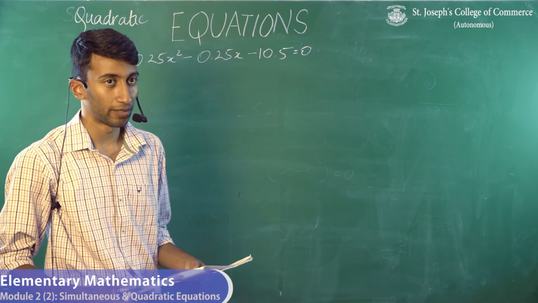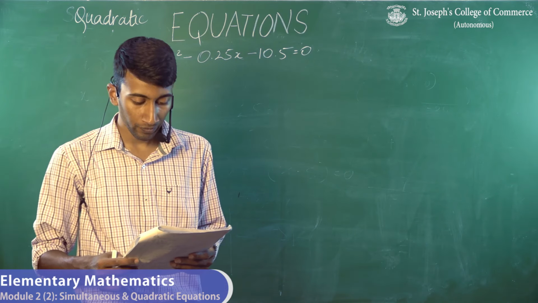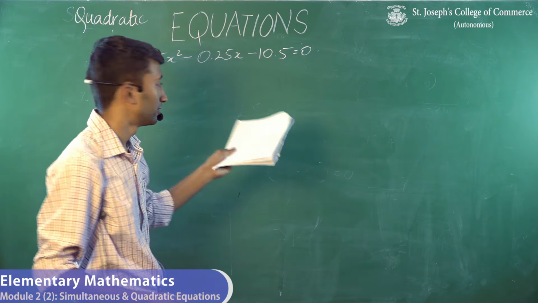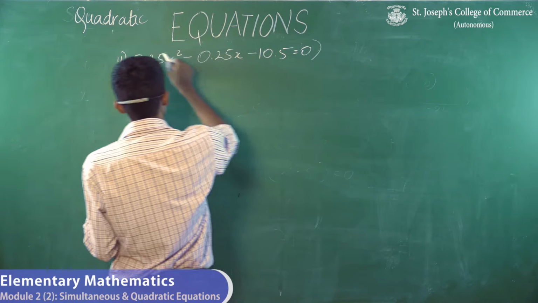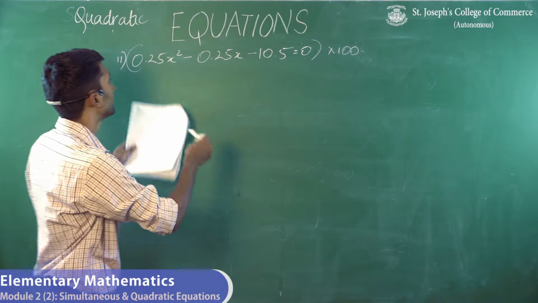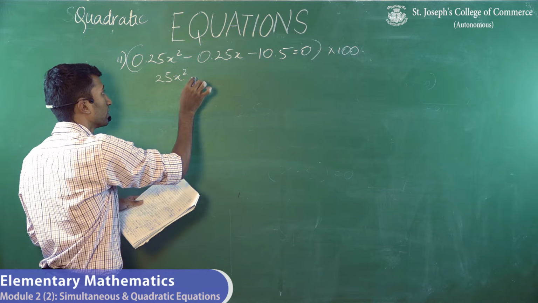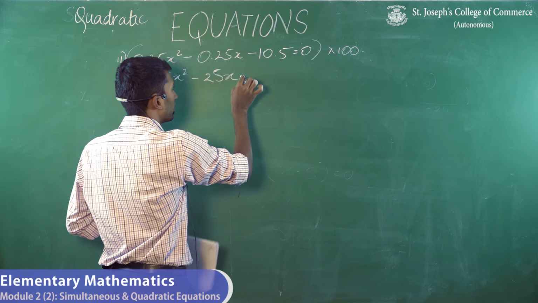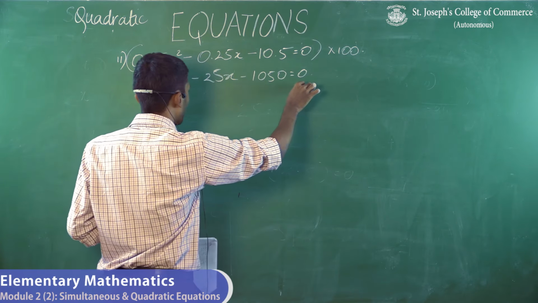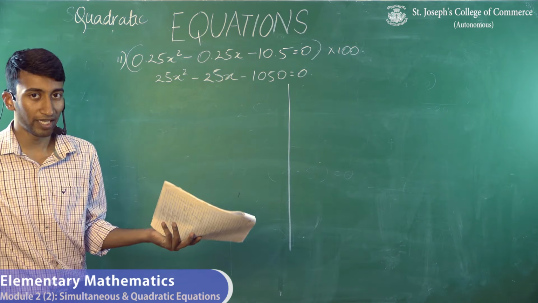Okay, so now we are going to do the 11th sum, that is 0.25 x square minus 0.25 x minus 10.5 is equal to 0. Since this is a little difficult to solve, we would just multiply this whole equation by 100 so that we move 2 decimal places out. So multiplying by 100 will give me 25x square minus 25x minus 1050 is equal to 0. Now I would solve the equation in 2 ways, that is the factorization way and the formula way.